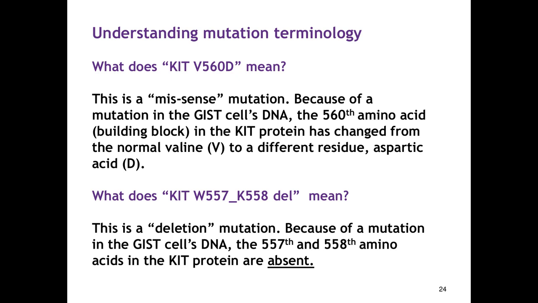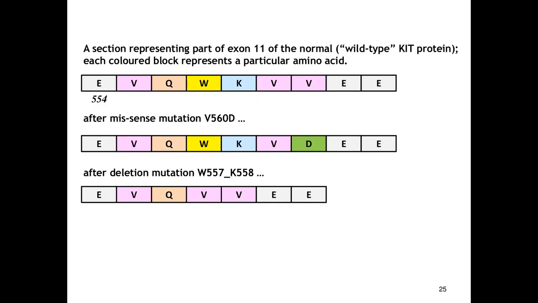Another kind of terminology you may see, quite a common mutation in KIT, is W557K558del. So what's that? That's a deletion mutation. In this case, two of the amino acid building blocks in the chain are just missing due to a mutation in the DNA, a deletion mutation. So two of those amino acids are just absent. And I think I show you that schematically on the next picture.